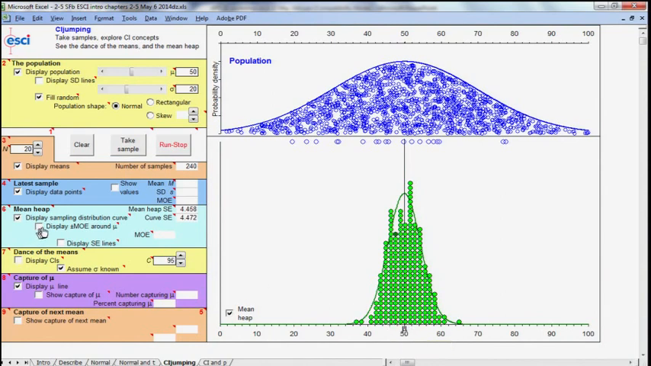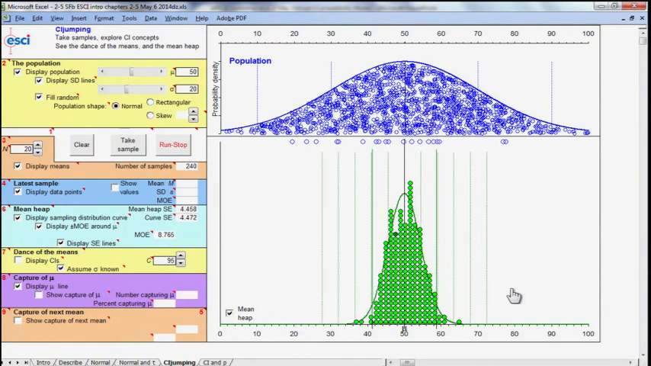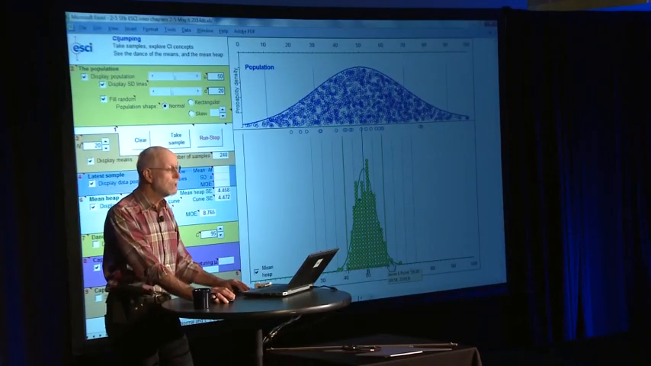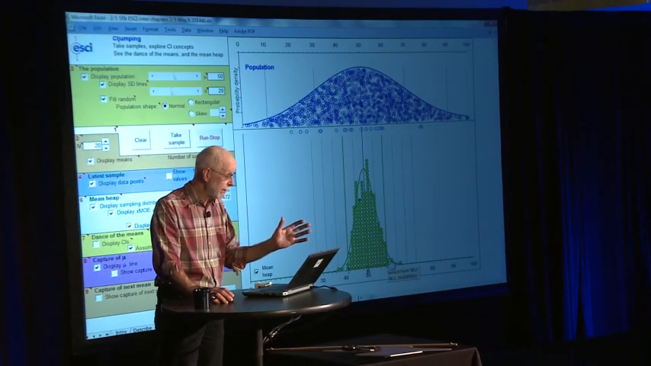Let me turn on the tram lines. So this is a pair of lines that are positioned so that, in the long run, they'll capture 95% of sample means. Let me turn on standard deviation up here in the population and contrast it with standard error down the bottom. So the standard deviation of the population distribution, here it is, 20. This normal distribution, of course, has a standard deviation and it's given the special name the standard error. So the standard error is the standard deviation of the sampling distribution of the sample means.